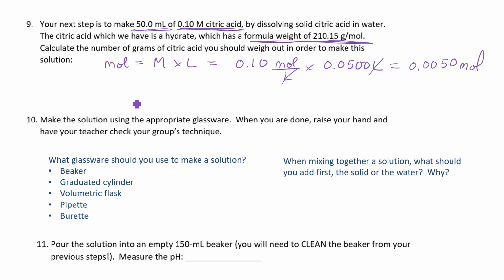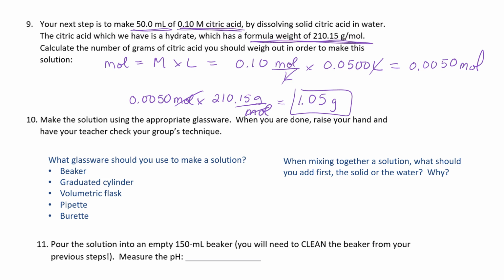And then to find mass, you want to take your moles and multiply it by your molar mass, 210.15 grams per mole. So here notice moles cancel. And then 0.05 times 210.15. It should be 1.05 grams. Did I leave out a zero? So 0.005 times 210. Yeah, I think I left out a zero the first time. All right, should be 1 gram about.